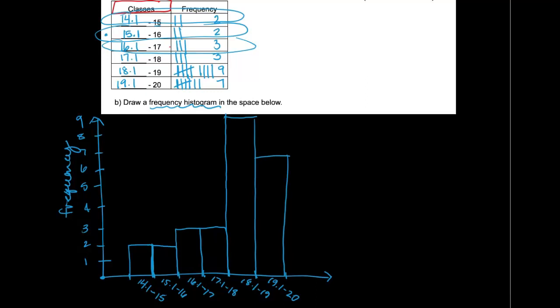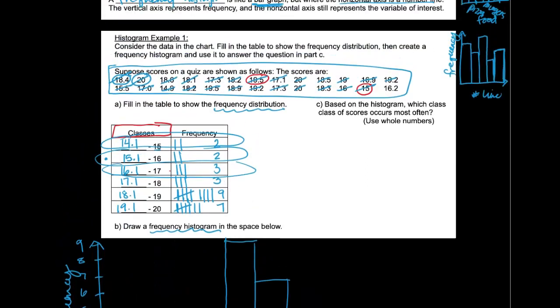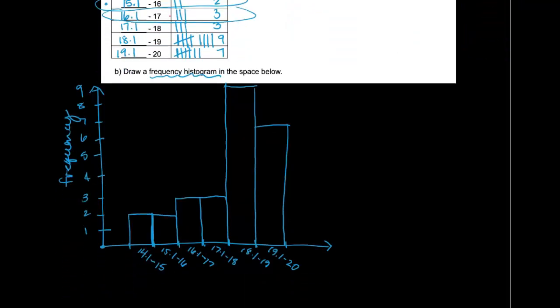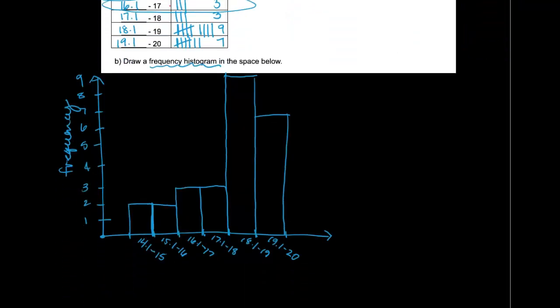And that's basically what Part C asks. Part C asks, based on the histogram, what class of scores occurs most often? It asks us to use whole numbers. We can see from this histogram that the class that occurs most often would be this class. It'd be 18.1 to 19. Since it asks to use whole numbers, I would just say the class 18 to 19.